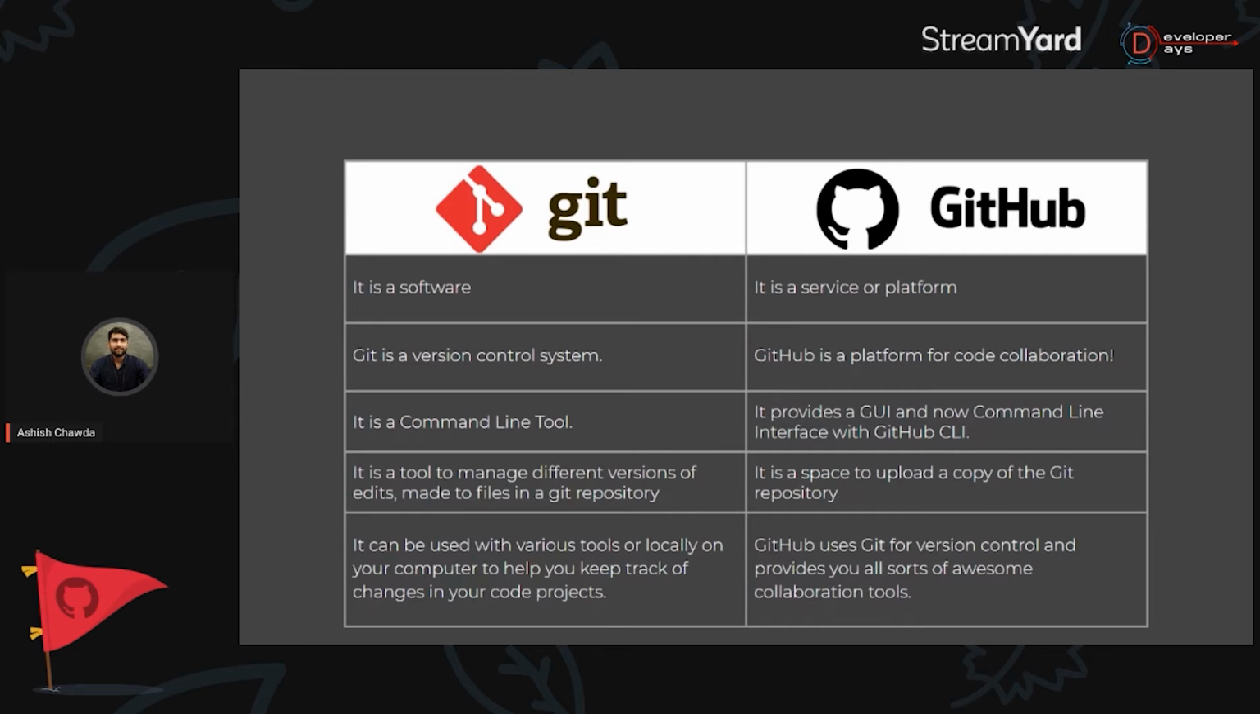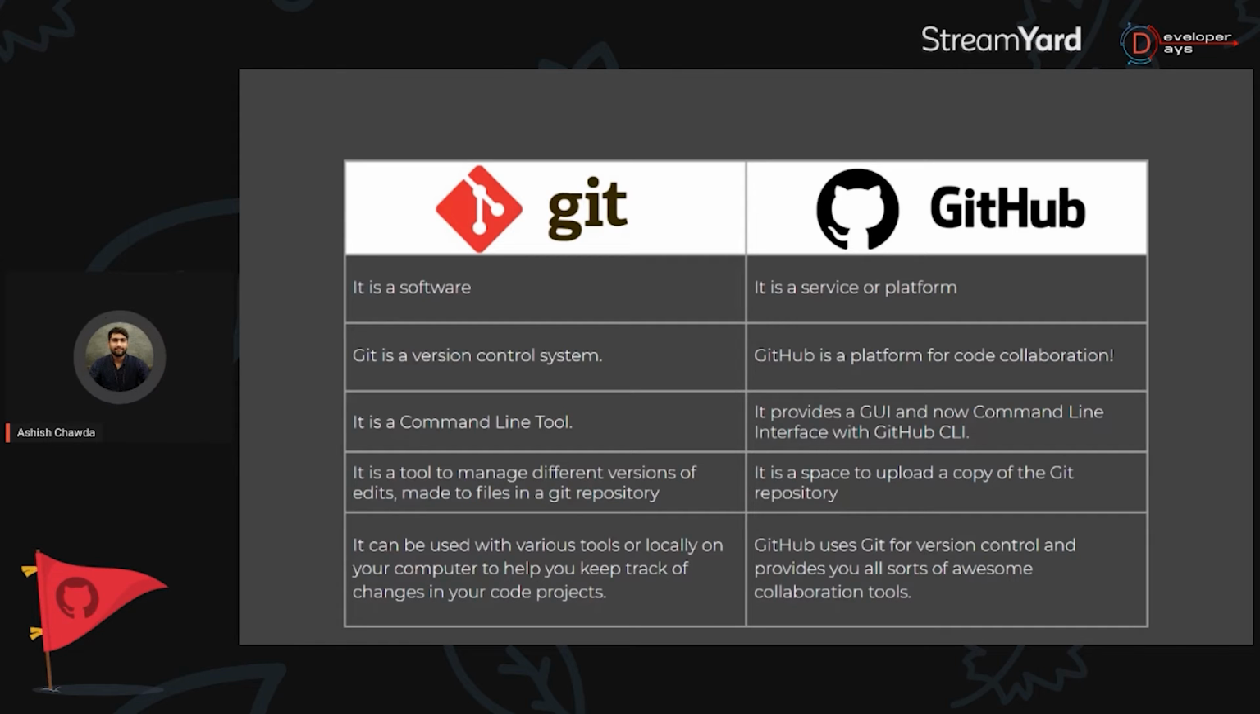And GitHub primarily has a GUI, which you can access from github.com. But now it also has a command line tool called GitHub CLI. So all the things which you can do in the GUI, you can also do using the GitHub CLI.